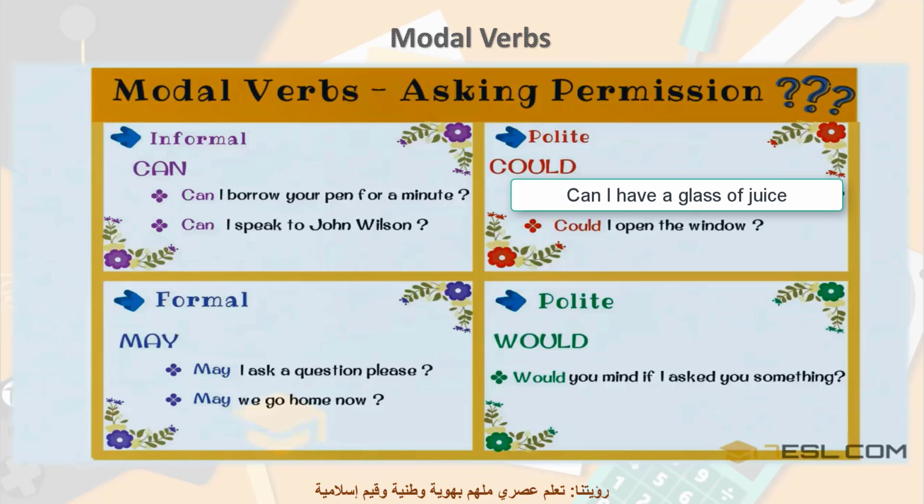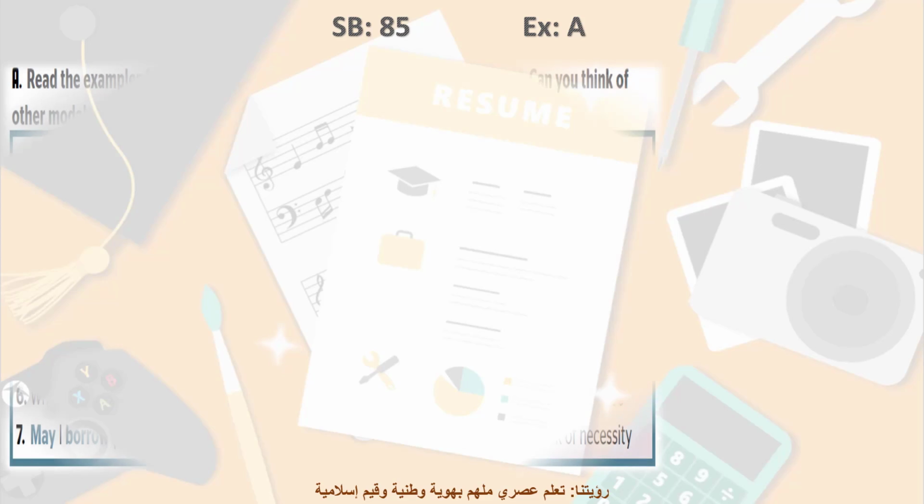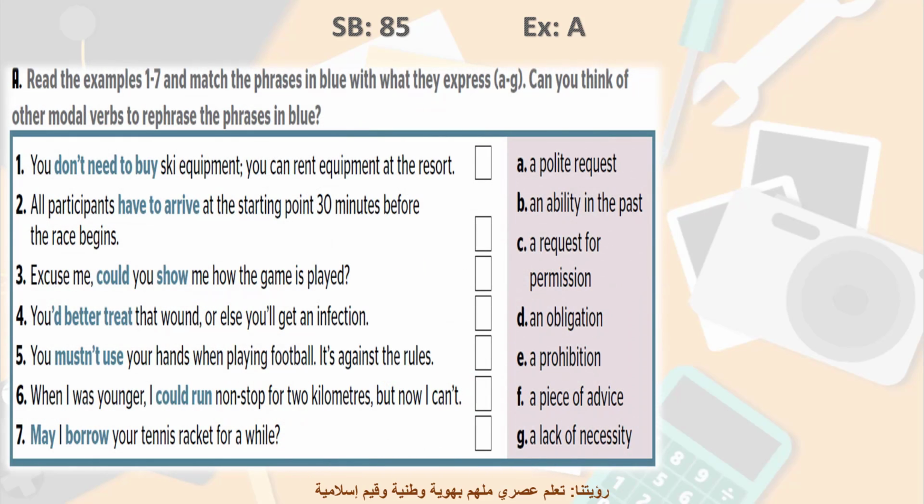Hello, did you take notes? I wish the video was helpful to you. Now let's move to exercise A. Exercise A. Read the examples 1 to 7 and match the phrases in blue with what they express, A to G. Can you think of other modal verbs to rephrase the phrases in blue?